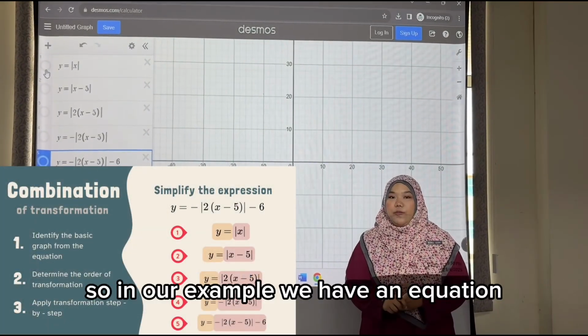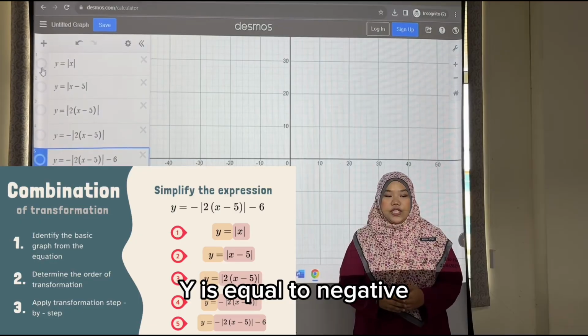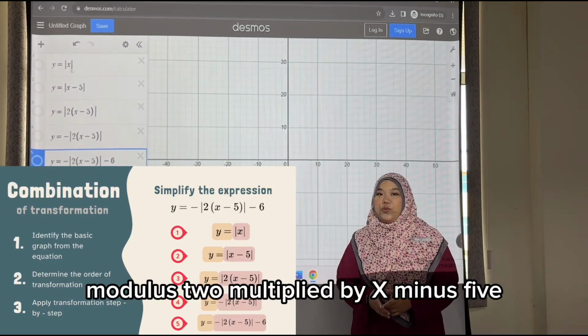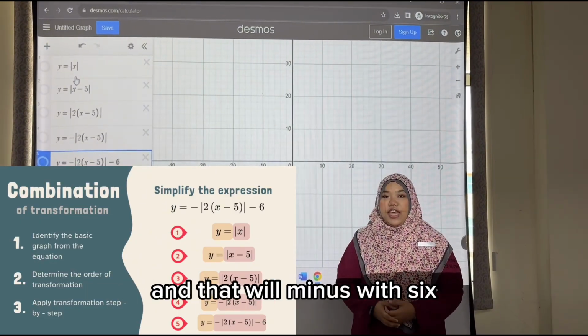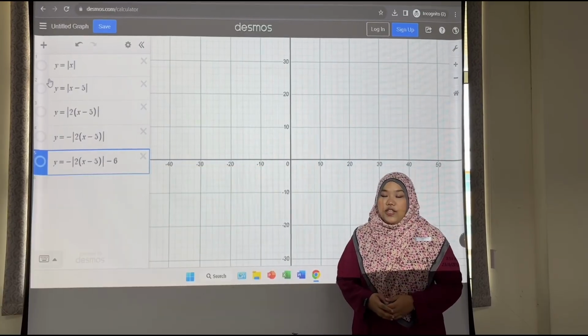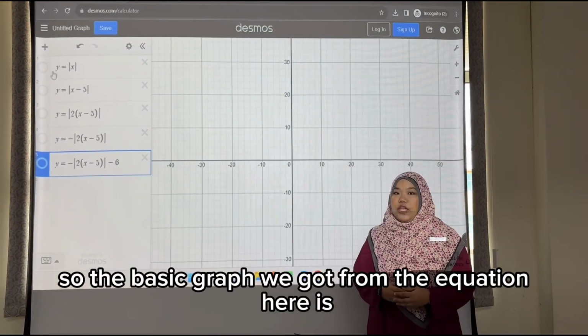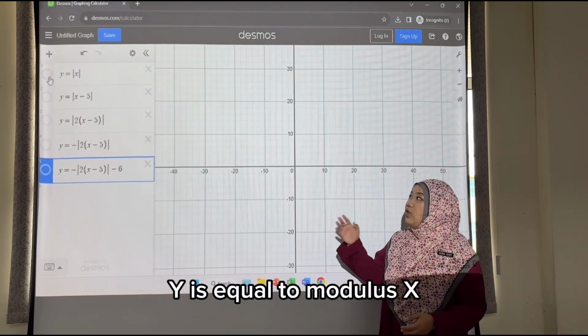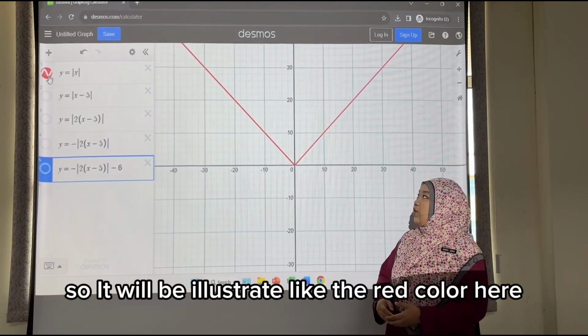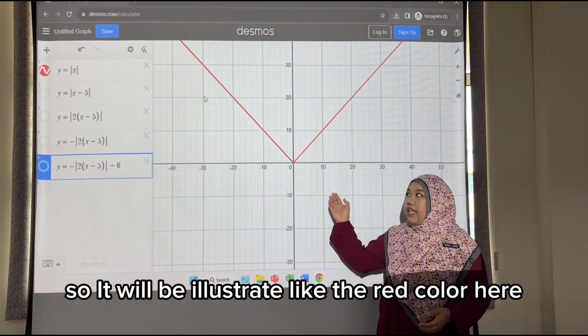In our example, we have the equation y equals negative modulus of 2 multiplied by x minus 5, and then minus 6. The basic graph we get from the equation here is y equals modulus x. It will be illustrated like the red color here.